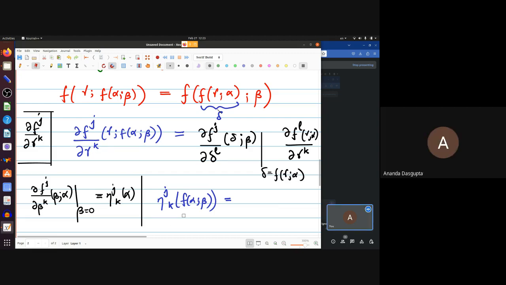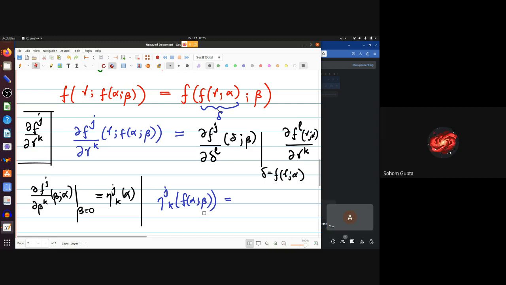Didn't I write that? That's what I can see on my screen. Eta jk of f of alpha semicolon beta. That's what you're saying, right? Okay. Oh, I'm a bit confused. That is what I did write, right? Are you seeing something else?